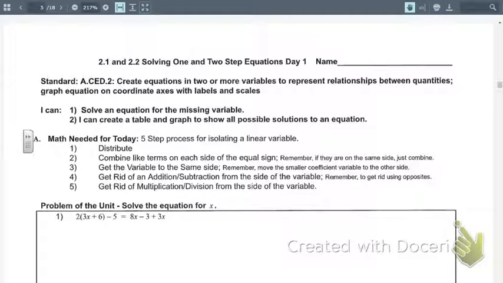2.1 and 2.2, solving 1 and 2 step equations. This is the day 1 lesson. We're going to solve an equation for the missing variable and create a table and graph to show all possible solutions to an equation.